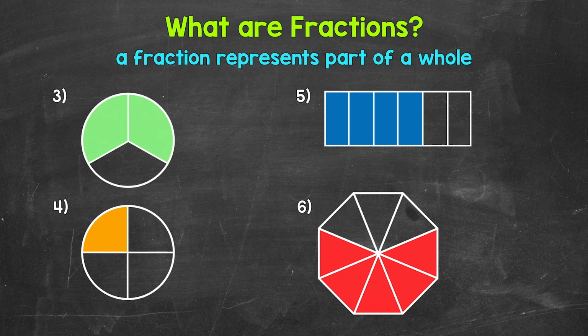Taking a look at numbers 3 through 6, we're going to write fractions to represent the shaded part of each shape, so the colored in part. And you'll notice that none of these shapes are completely colored in, so we don't have any wholes here. We have parts of wholes. So we need to write fractions to represent that. Let's start by taking a look at number 3.